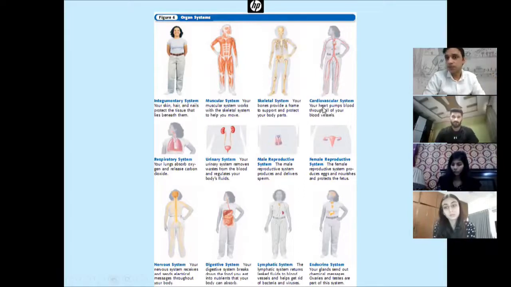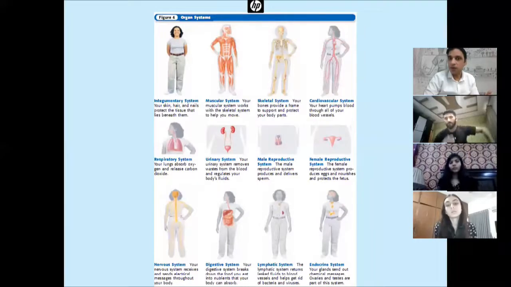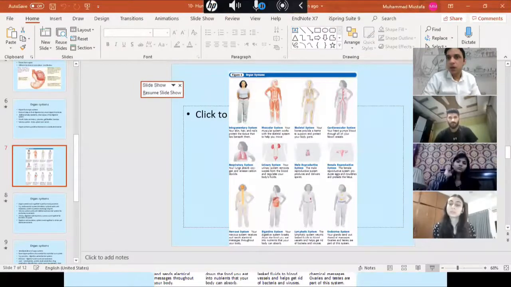The cardiovascular system, another system, comprises the heart, the blood vessels, and the blood. The cardiovascular system is responsible for the transportation of material from one part of the body to the other. The heart is a pumping organ which pumps blood within the vessels, and that transports material from one part to the other.